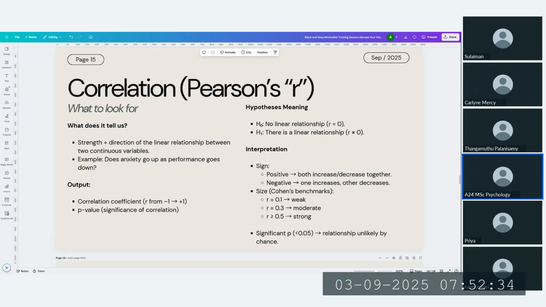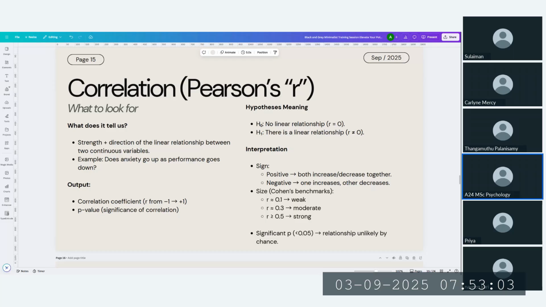Again, the p-value is there. And here what we are measuring is your null hypothesis, that there's no relationship between the two variables. The alternate hypothesis is that there is a relationship. And Cohen's benchmarks will tell you whether it is weak, moderate, or strong. So anything above 0.5 is considered a strong relationship.